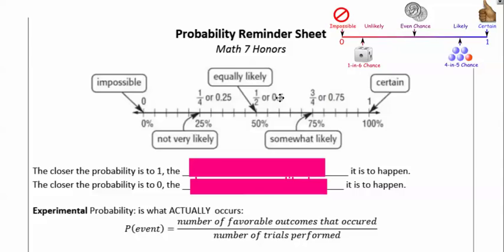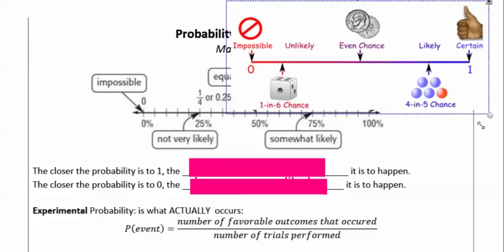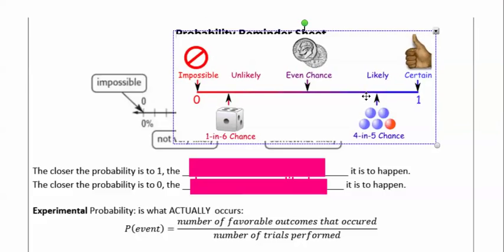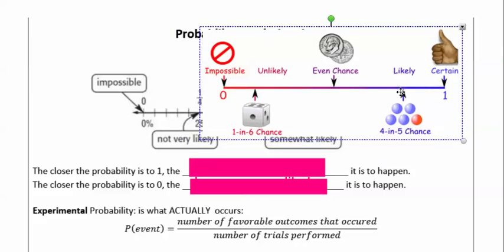Now, the closer that we are to the probability of 1 or 100%, the more likely it's going to happen. So if we look at this picture over here, which matches up to the picture you have, the probability that we pick a blue marble. There's 4 blue marbles out of a total of 5. That's 4 out of 5 or 80%. That's more likely to happen because it's closer to 1.